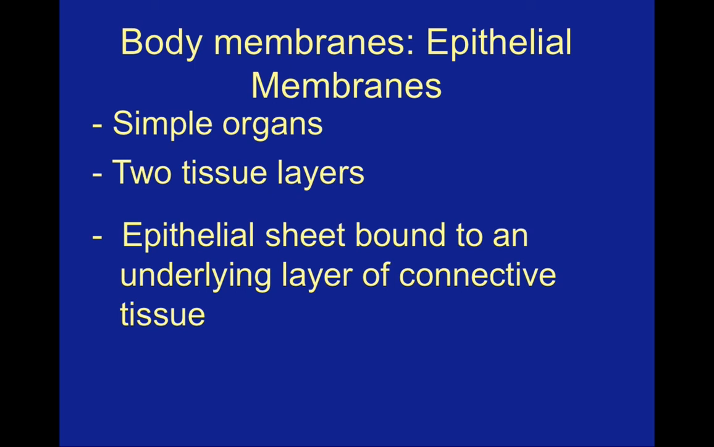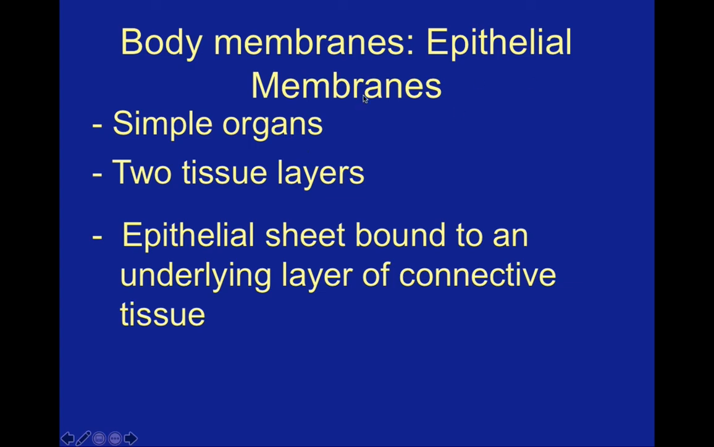Now that we've discussed the skin as the part of the integumentary system that is found on the outside of the body, it's time for us to transition into some different body membranes and epithelial membranes that are going to be found more towards the inside of the body. The epithelial membranes that we're going to discuss here are often referred to as simple organs. Thinking back to what an organ is: made up of two or more types of tissues.